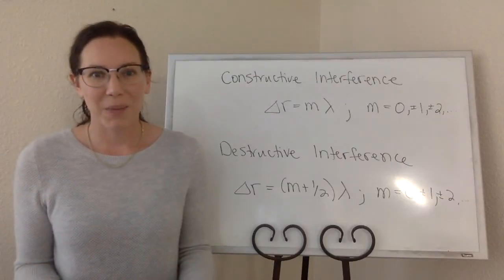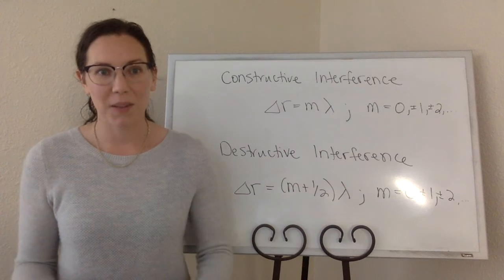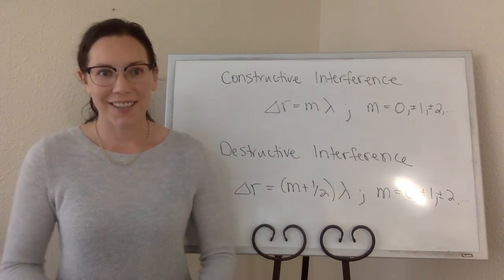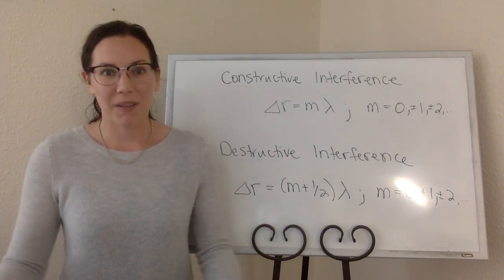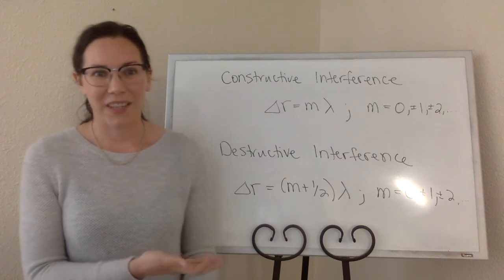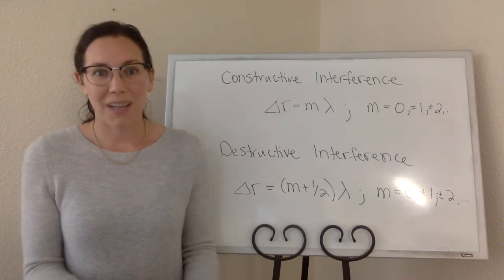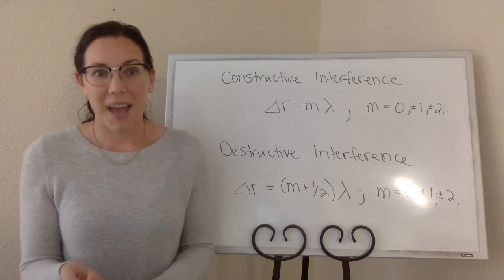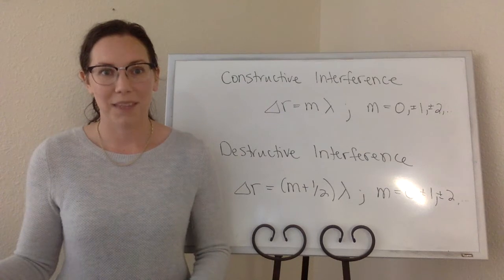Constructive interference will occur at points where the path difference is equal to an integer multiple of the wavelength. This essentially means that two crests are meeting at that point and adding to produce a wave of larger amplitude. So for maximum constructive interference, generally we'll just say constructive interference, we have delta R equals m lambda, and m is an integer, so 0, plus or minus 1, plus or minus 2.